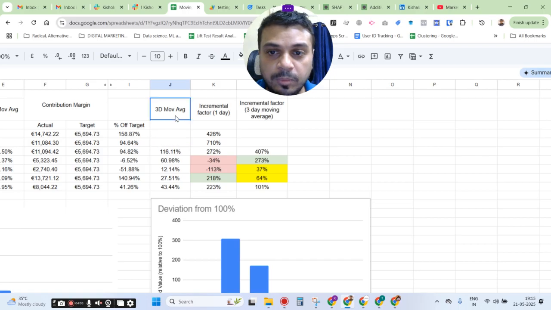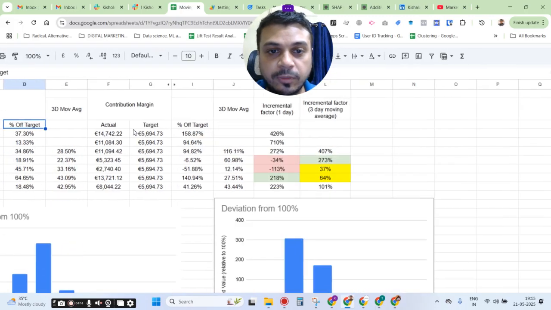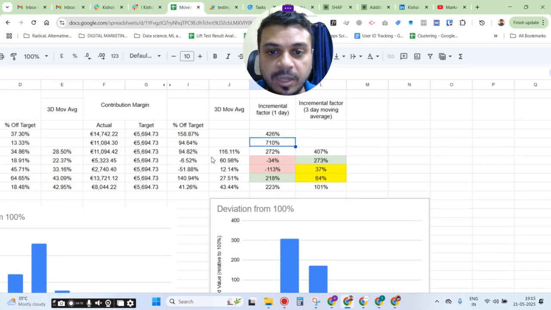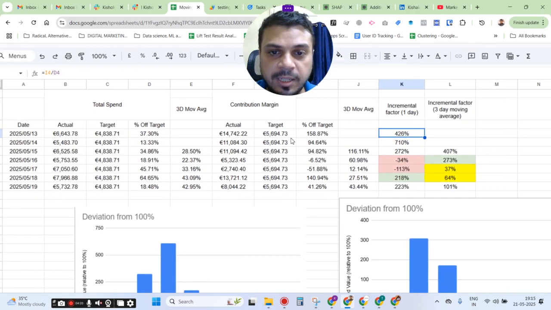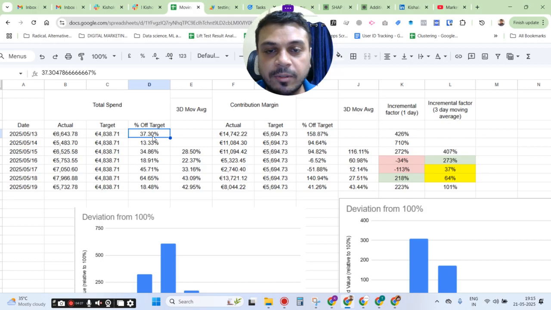There are two 3-day moving averages, or rather there are two incremental factors here, two columns. One is for 1 day, so this is based directly on the percentage of target, where I'm taking a simple ratio. So this 426% is simply saying that 158.87% is around 4.26 times 37.3%.